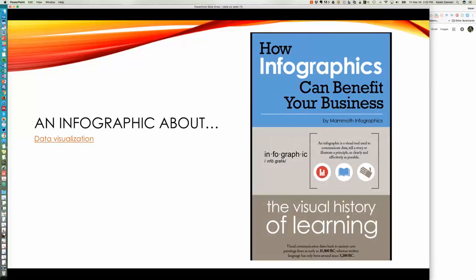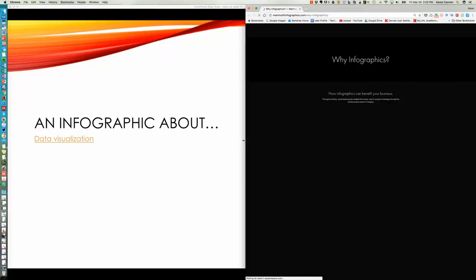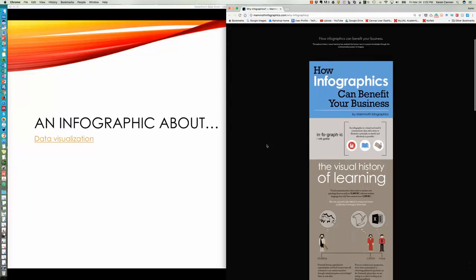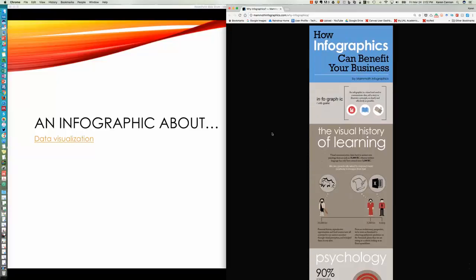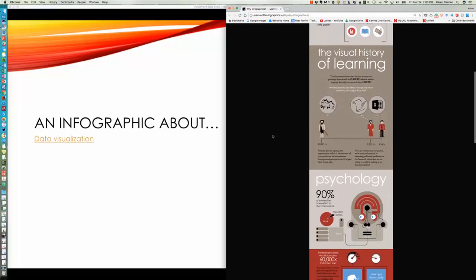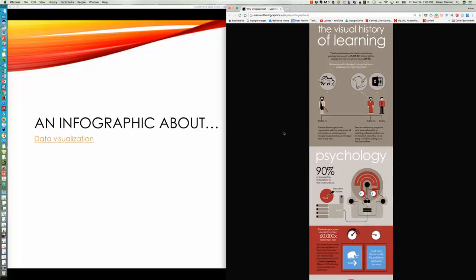Okay, so I want to show you real quickly this infographic about infographics. And I'm going to take you to the link here and show you an example of a pretty typically designed infographic, designed to be on the web, to be digital, rather than to be printed out and shared. But it's about how using infographics can help you. It's by this organization, Mammoth Infographics. And they do a great job here of different segments of pieces of information and how they relate to each other.